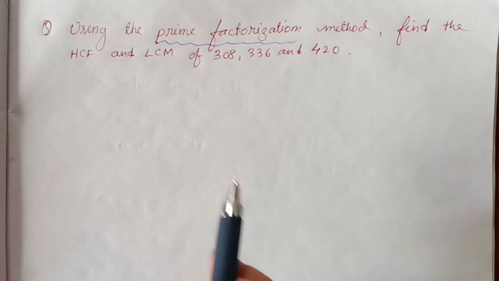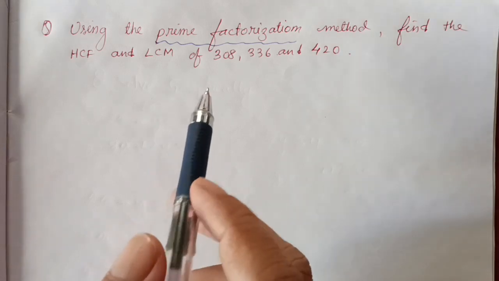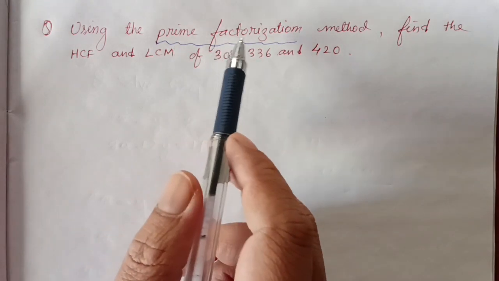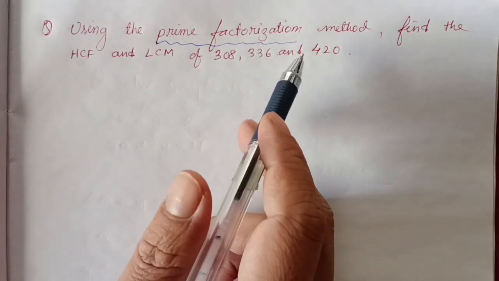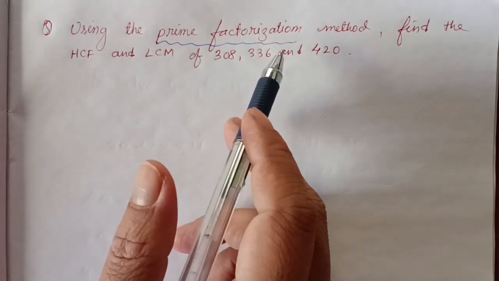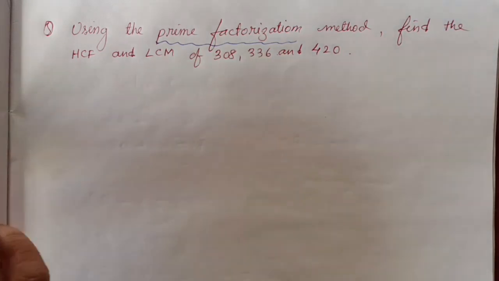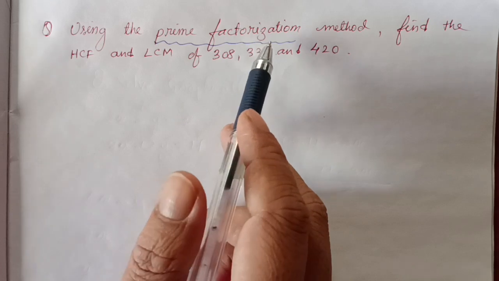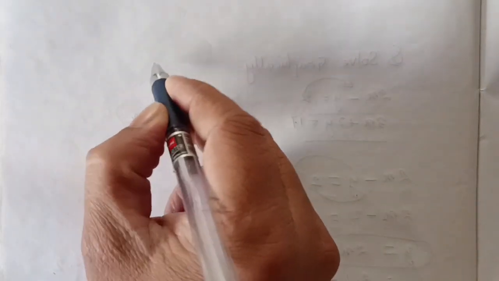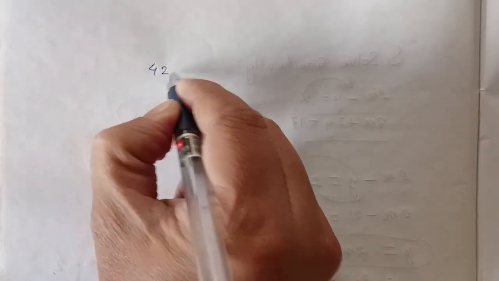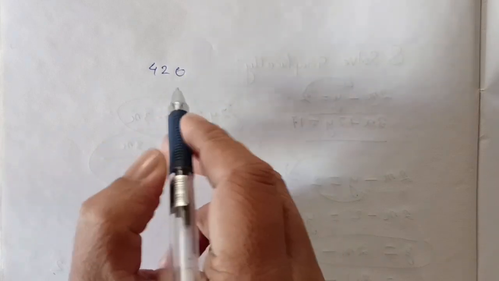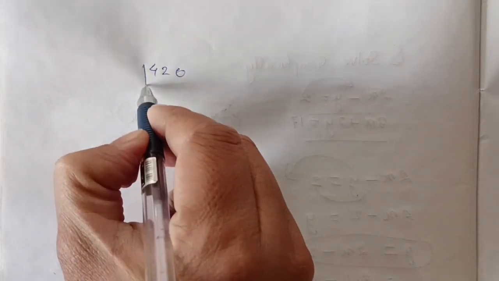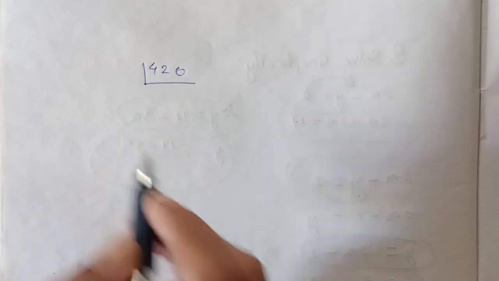That is why many of you may not know how to do this prime factorization method. So let us take one example, so that I can explain properly how to do prime factorization. Let us take one number, that is 420, and let us do prime factorization.